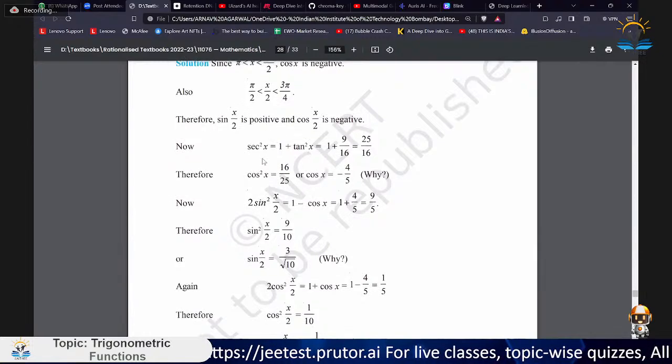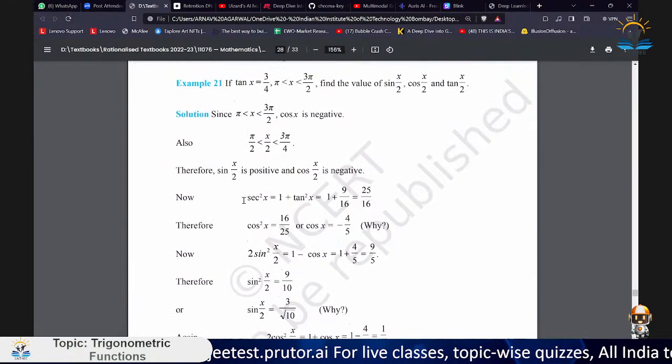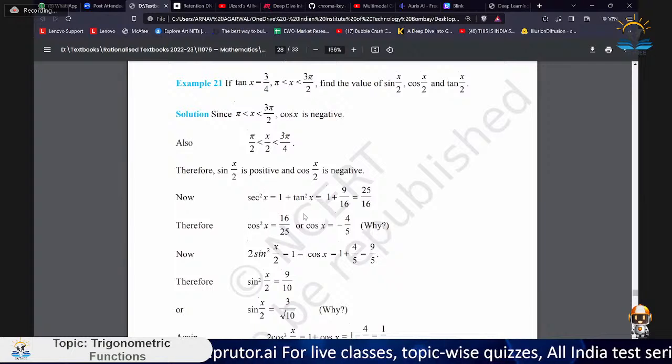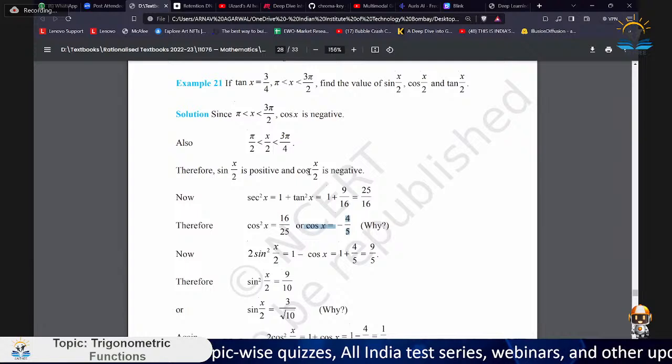We know sec square x is equal to 1 plus tan square x. So hence we get sec square x. Cos square x we can get by reciprocating sec square x. And we can get the value of cos x as negative 4 by 5. Why? We rejected the positive one because cos x is negative by the domain value.